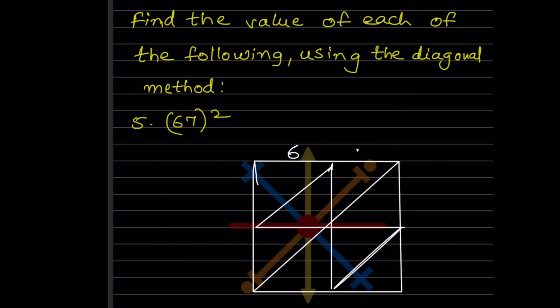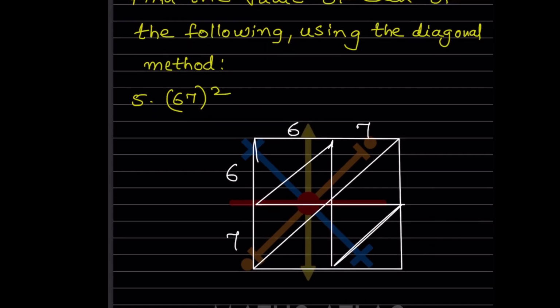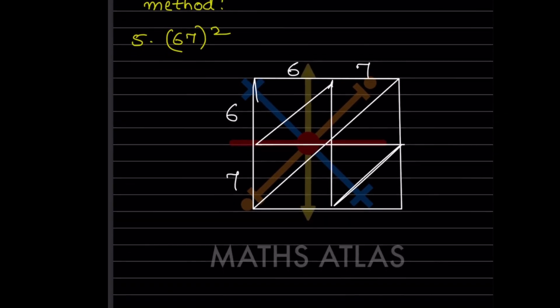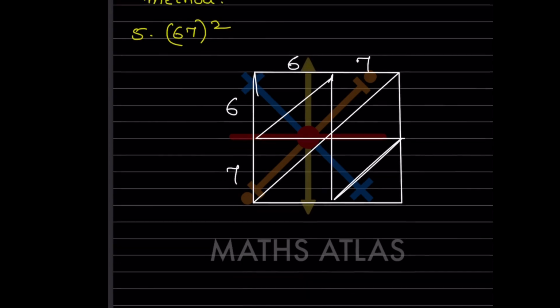In this first box, you are going to consider this one. So here you will write 6. And here again you are going to write 7. Then this will be 6. And this box here, there you are going to write 7. After that, what are you going to do? You will start from this one.